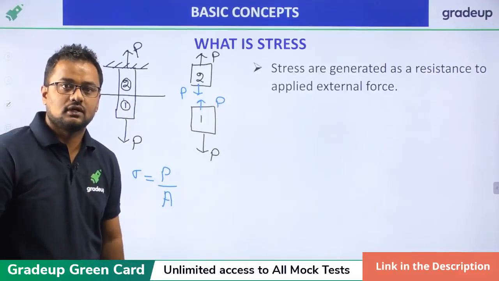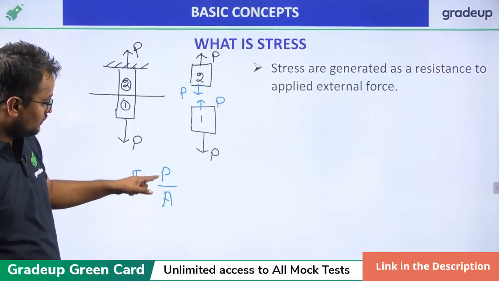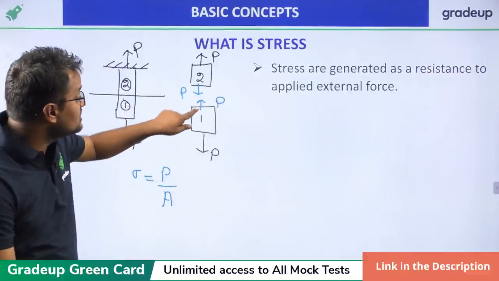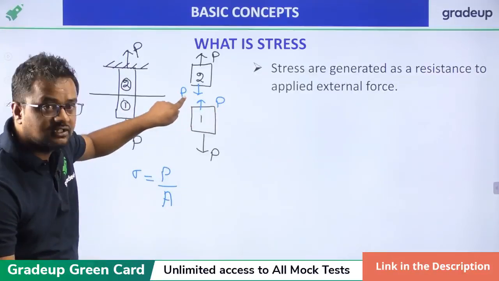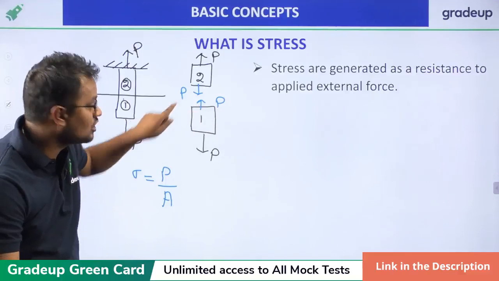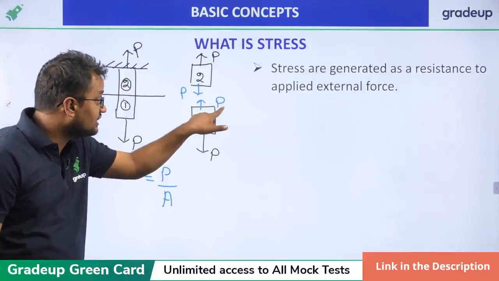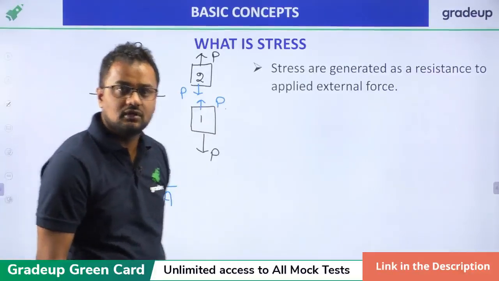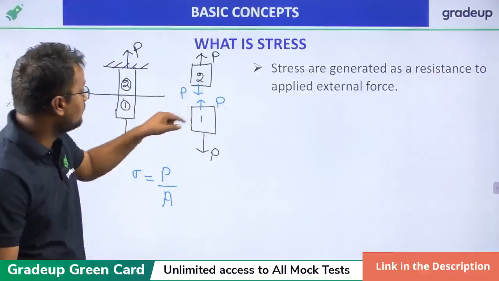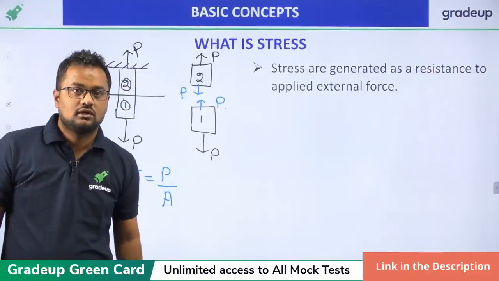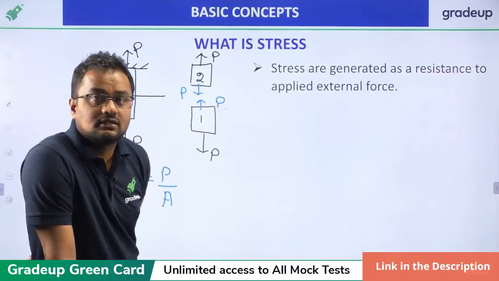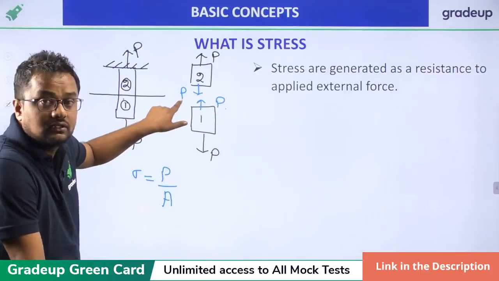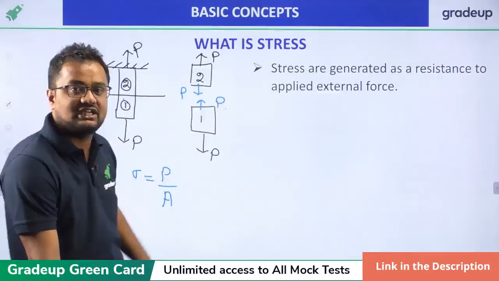Now, this stress is internal force by area. Internal force has a property that it is always equal in magnitude. This is P, this is also P. This is not 2P, this is not 3P. Internal forces are always equal in magnitude, and they are opposite in direction. This P is acting upward, this P is acting downward. So, my dear students, remember, they are always equal in magnitude and opposite in direction.